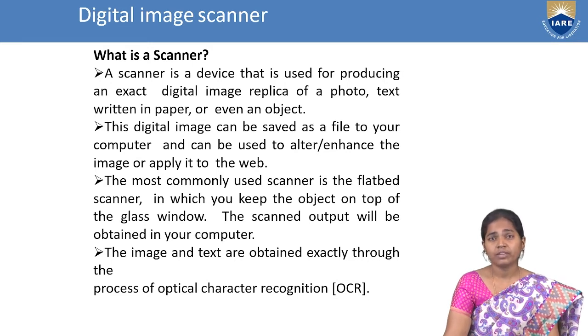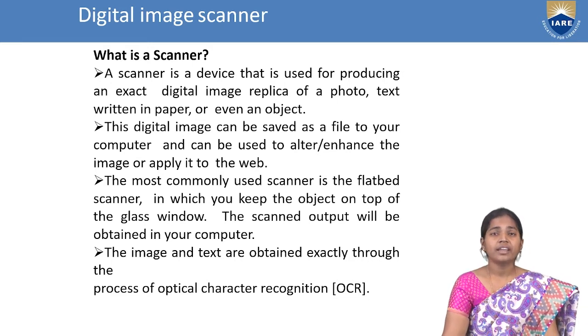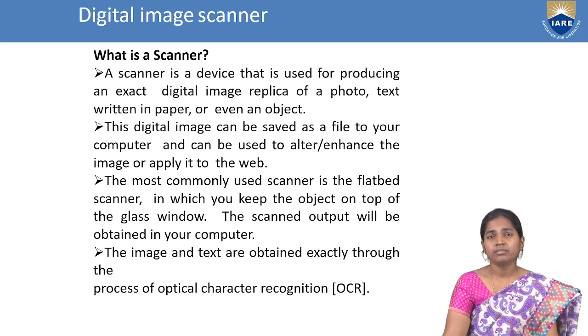Whatever the object, whatever the text or image or anything we need to scan, we need to keep the paper or anything on top of the glass. Whatever is scanned, we can observe or obtain in our computers. So the image and text are obtained exactly through the process of optical character recognition, OCR.